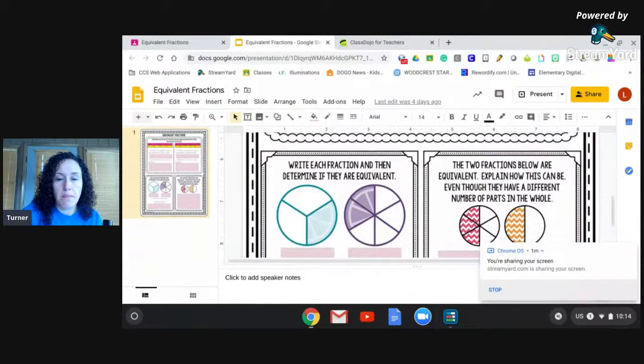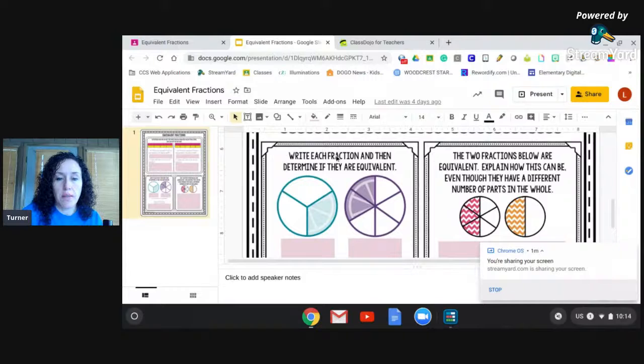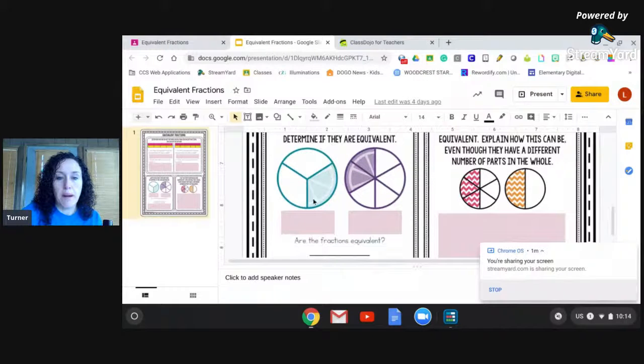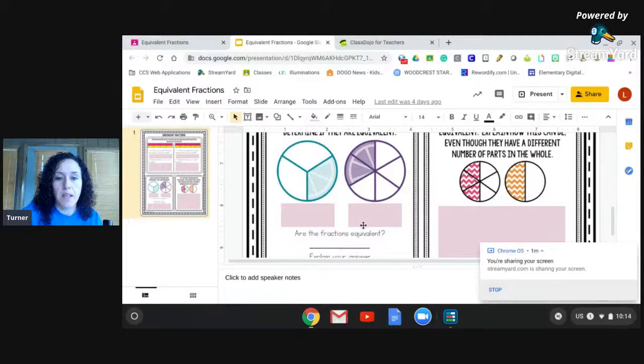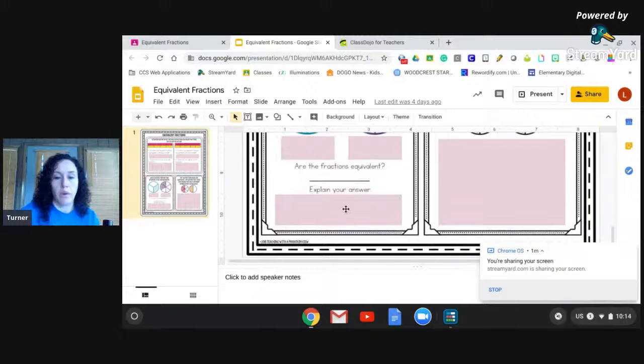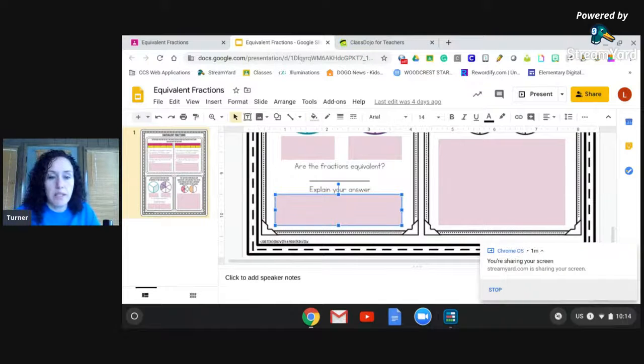The same thing is true about the second problem to the right. And then down here on the bottom, it says write each fraction and then determine if they are equivalent. So here in the boxes, you're going to write the fractions that you see. Tell me if they're equivalent here. And then down at the bottom, you're going to tell me why they're equivalent. How many of what equals the other, okay?